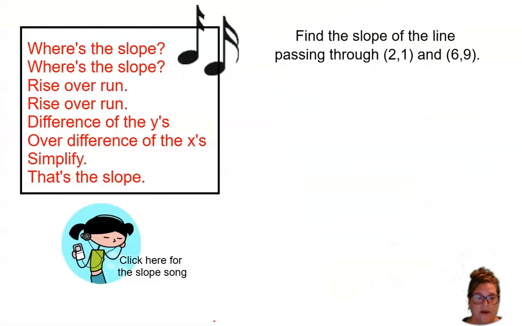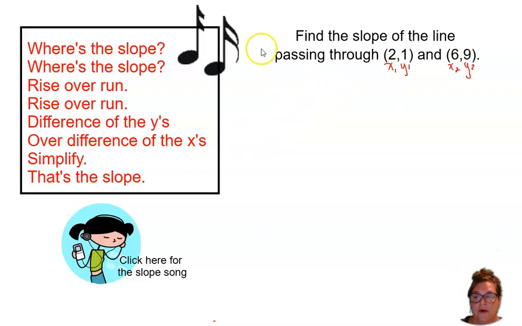Okay, we're going to learn this little song to help us in finding the slope between 2 points on a graph. If the points we're passing through are 2, 1 and 6, 9, we need to pick which one is going to be x1, y1. So I'm going to choose 2, 1 to be my x1, y1, and I'll choose then my second point, 6, 9, to be x2, y2.